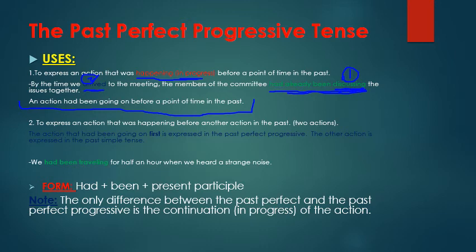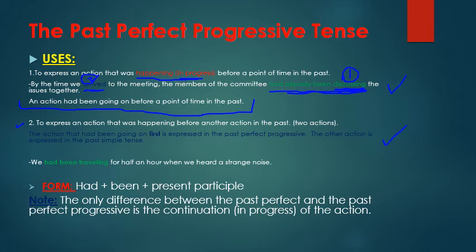She had already started explaining. She was doing that, okay? It was in progress. Two, to express an action that was happening before another action in the past, okay? So this is the first use. This is the second use.